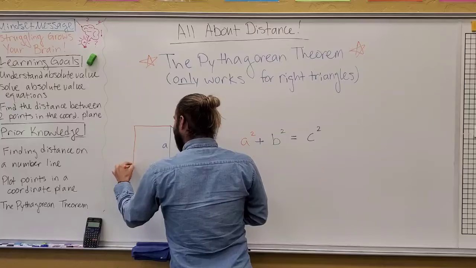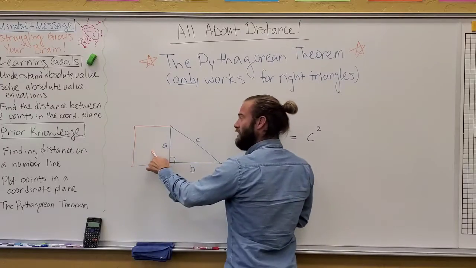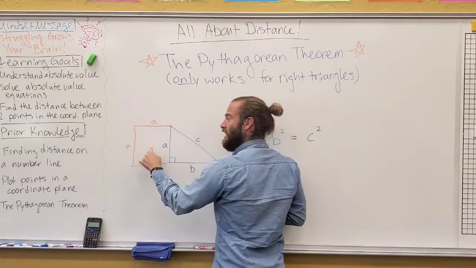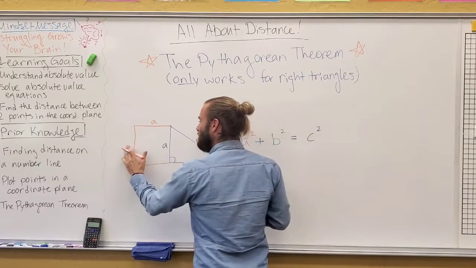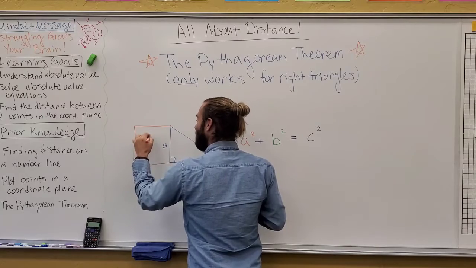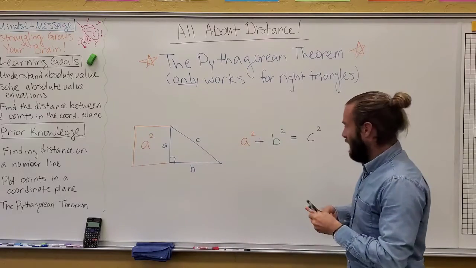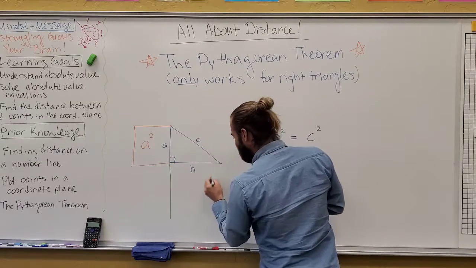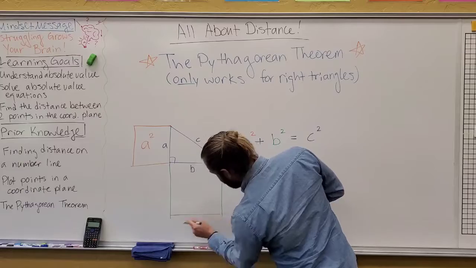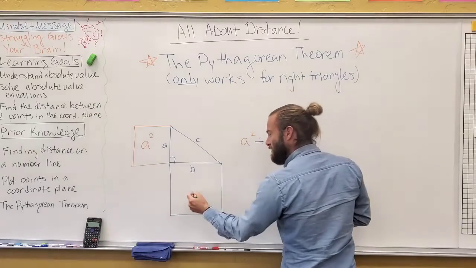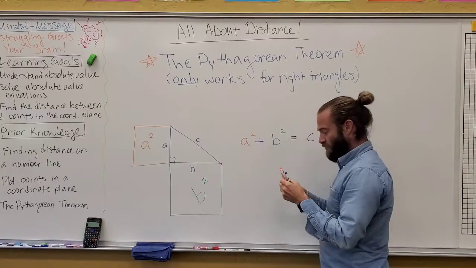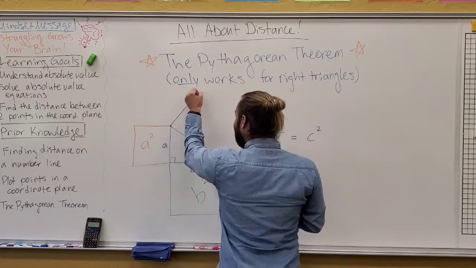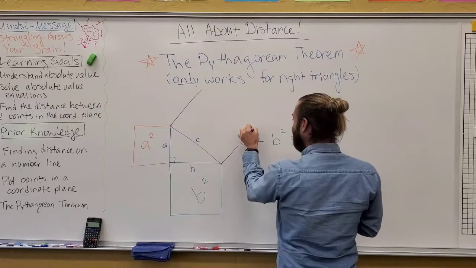If you build an actual square on this side, it's a square with side length a here. And what's its area? Its area is a squared. And if we do the same thing with this, we build a square on the edge here. Well, if it has side length b, then its area is b squared. And then again, if we do that here, see if I can do a good enough job.